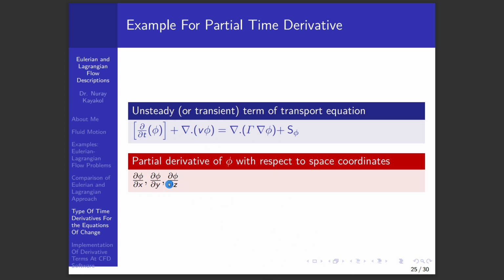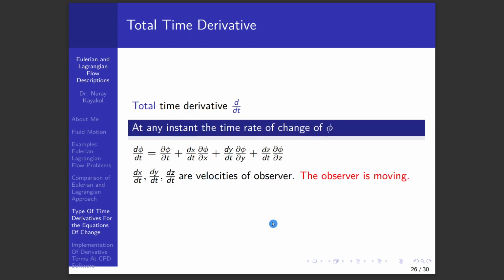So where do we use these terms? In the convective term. This will be the subject of another lecture. The other one is the total derivative. This total derivative will give you the time rate of change of variable phi. So d over dt is expressed. I'm just reading the terms. The first one is the partial derivative of variable phi with respect to time.